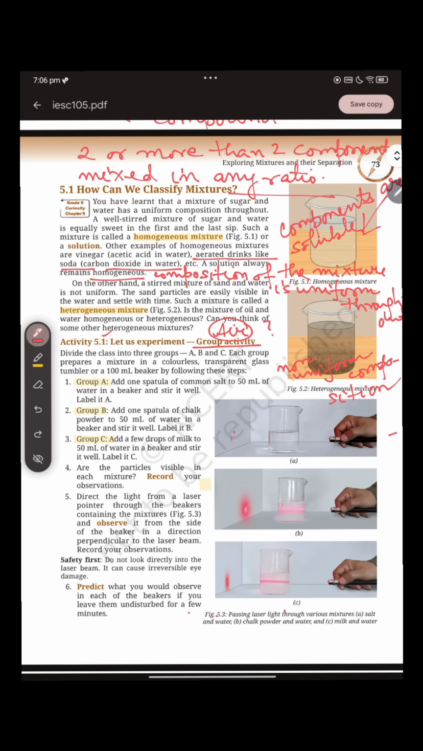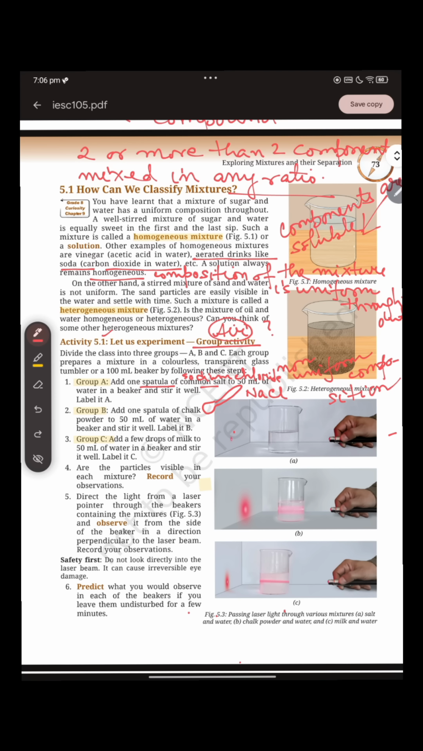Now Group A has added one spatula. You may think, what is a spatula? It is a spoon-like thing which is present in the labs, and there it is used to pick up the materials, the chemicals. So you can add one spatula of common salt. Common salt means sodium chloride, and the formula of sodium chloride is NaCl.